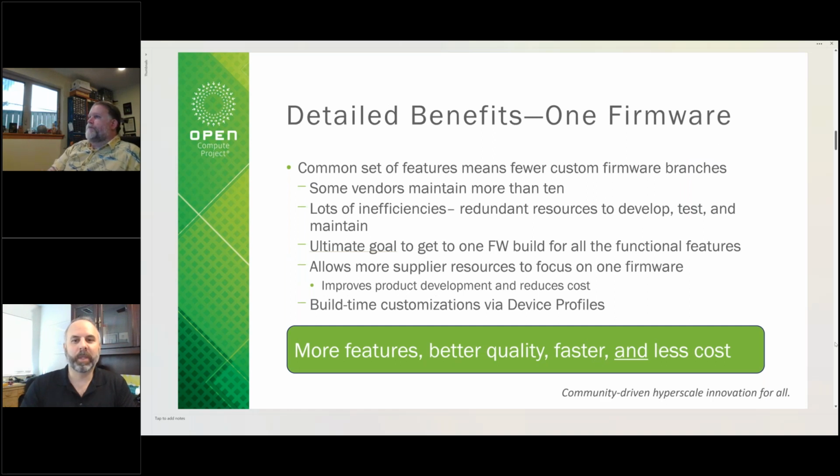And to talk about one of the key benefits that we see with that reduction of resources, it's focused on firmware, right? So getting to a common set of features means that we should have fewer custom firmware branches in the industry. And we've talked to vendors at different times, and they often have to support more than 10 custom firmware branches just for all their different customers because they have different requirements. Clearly, that's going to lead to lots of inefficiencies. They have to have redundant resources to develop, test, and maintain all those different firmware branches and code.